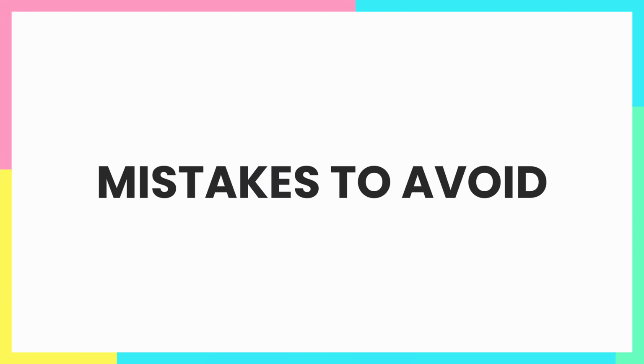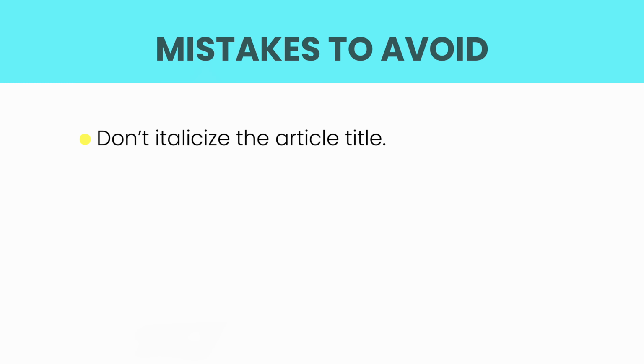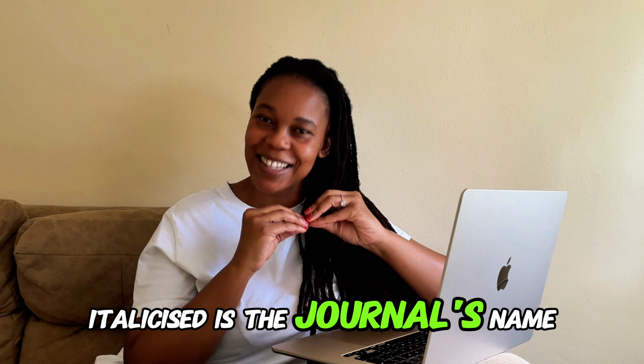So now here are some mistakes to avoid that students often make. I've seen a lot of students that italicize the journal article title. Do not do that, because it is only the journal name that needs to be in italics and not the title, because this is not the time to confuse the enemy, okay? What needs to be italicized is the journal's name, and what needs to be in quotation marks is the article's name.